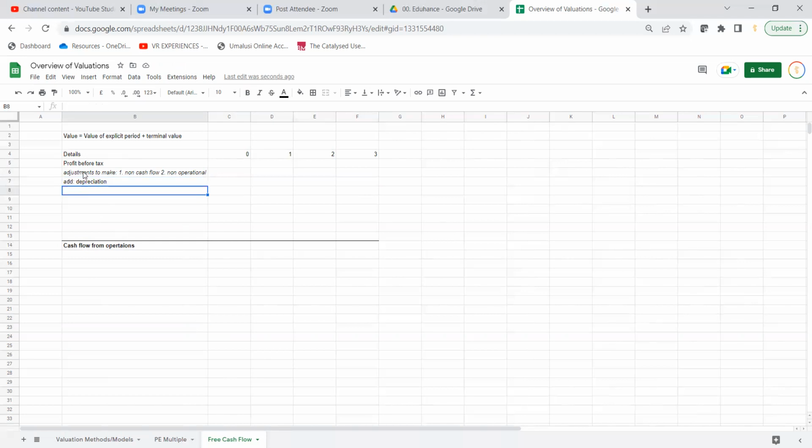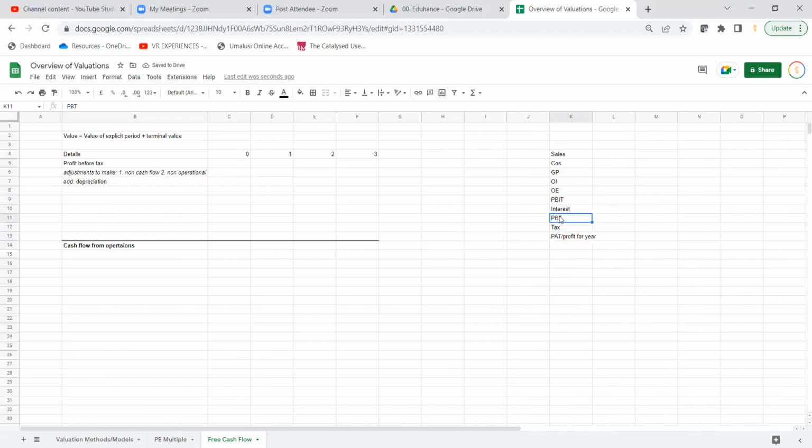Because we start with profit before tax, remember how UNISA sets out their income statement. The income statement looks like this: sales, cost of sales, which gives you gross profit. Then other income, other expenses. Then we have profit before interest and tax. Then interest. Then profit before tax. Then tax, and then profit after tax, or profit for the year. That is typically how it looks.